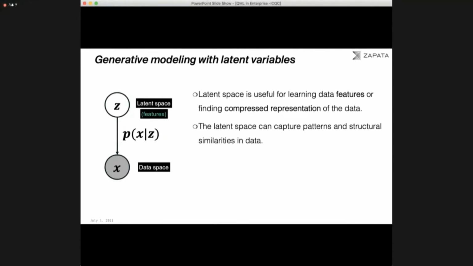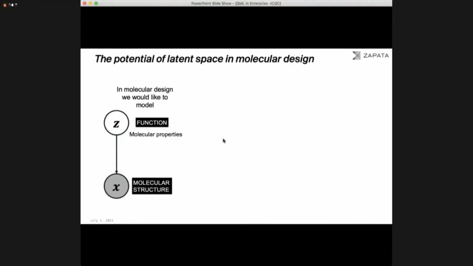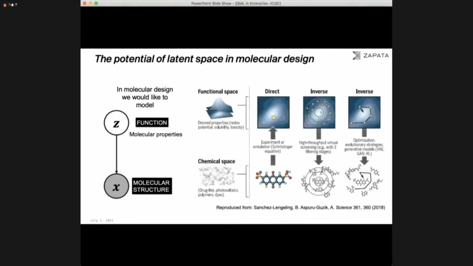So a latent space can capture various patterns and structural similarities among the various points in your data space. And the distance in that latent space, the distance between points in that multidimensional space, can then convey similarity or differences among these different data points or groups of data points. So this is the basis of how we can use these functions to discriminate various things.